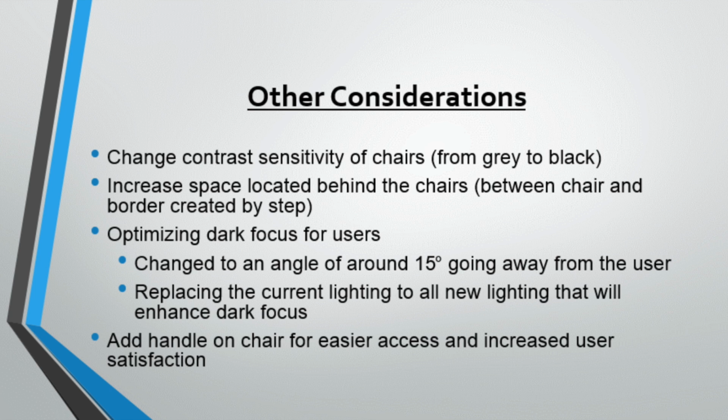If there was more time in the current human factors intervention, there would be several additional human factor issues addressed in order to further increase user satisfaction. To begin, we would change the contrast sensitivity of the chairs from gray to black. Also, we would increase the space located behind the chairs, between the chair and the border created by the step. We'd also attempt to optimize dark focus for users by changing the angle of the table to around 15 degrees going away from the user. Replacing the current lighting with all-new lighting could also help to enhance dark focus. Lastly, we would add a handle on the chair to allow a visual place for the user to focus on to pull out the chair, leading to added error containment, less cognitive effort, and therefore increased user satisfaction.